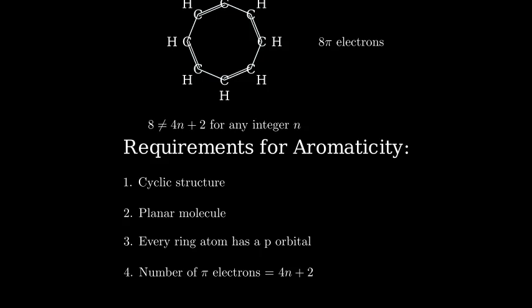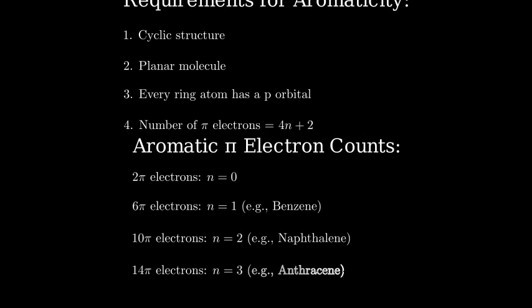Let's recap the magic numbers of pi electrons that make a compound aromatic. N equals 0: 2 pi electrons. N equals 1: 6 pi electrons. N equals 2: 10 pi electrons. N equals 3: 14 pi electrons. Most common aromatic compounds, like benzene, have 6 pi electrons.